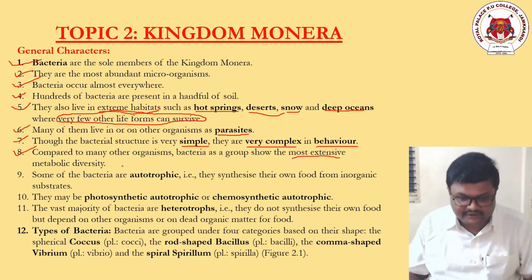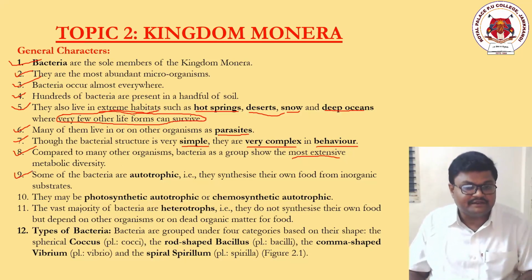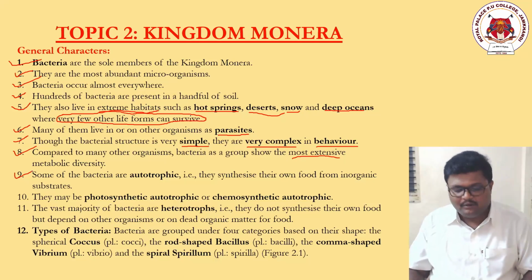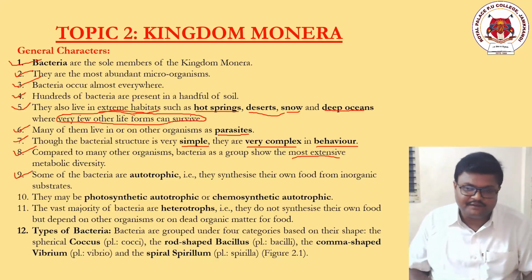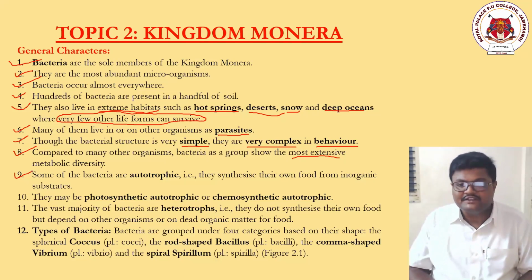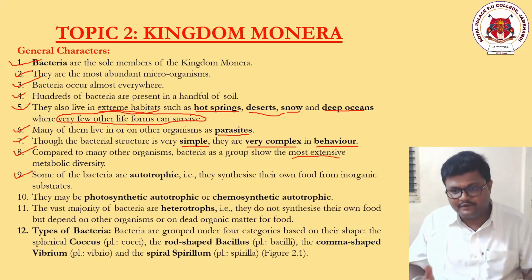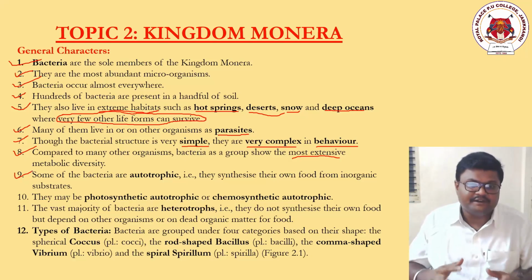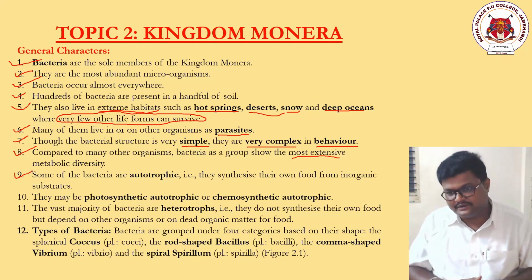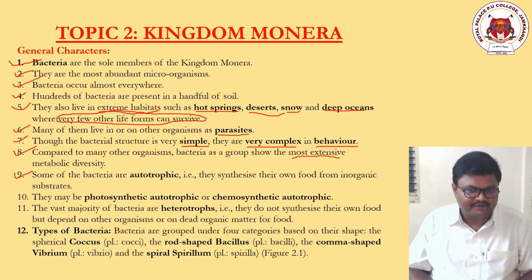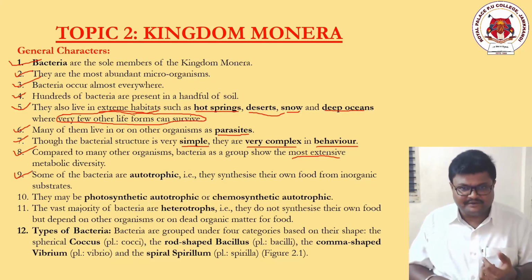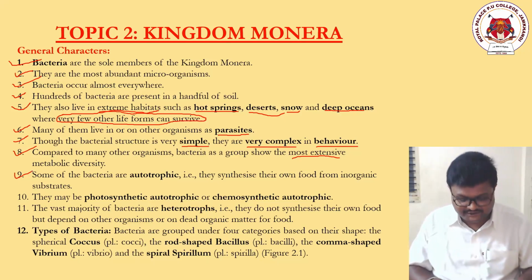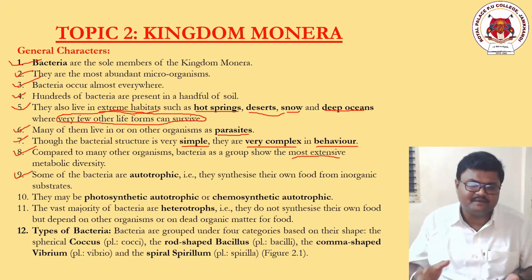Now, coming to the next point, some of the bacteria are autotrophic in nature. Once again, as I explained in my previous video, what do you mean by autotrophs? Autotrophs are those organisms which can prepare their food and are not at all dependent on other organisms for their growth and development. They are independent organisms. Parasites are not independent organisms. Since these behave like parasites, they are heterotrophic in nature, and they are also pathogenic in nature. We can find diseases caused by bacteria also.